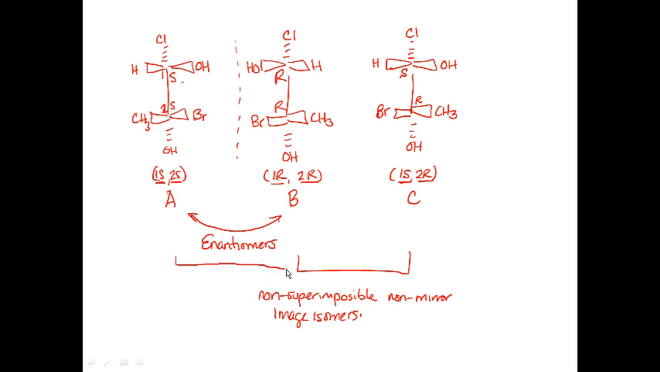I guess I should have done this. My relationship here wasn't between A and B, or between B and C, it was between A and C. But this relationship also holds between B and C. So the relationship between A and C and B and C is that they are non-superimposable, non-mirror image isomers. What do we call those? We call those diastereomers. So diastereomers are non-superimposable, non-mirror image isomers.